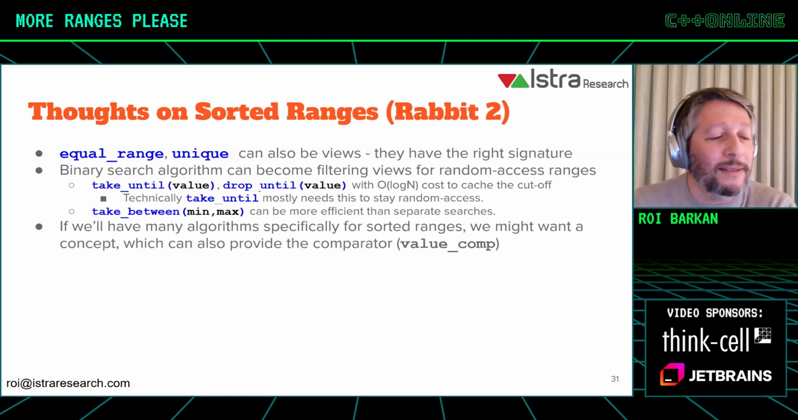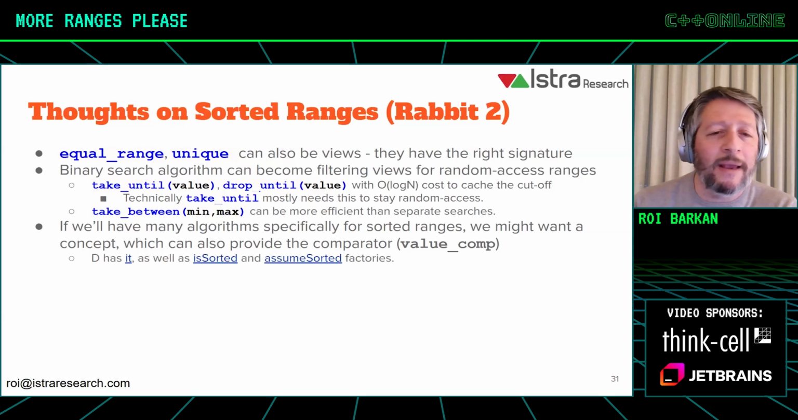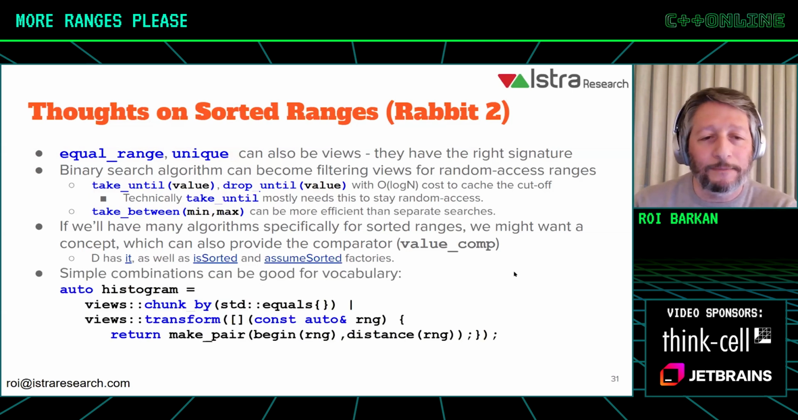And a sorted range is something that's like a range, maybe a forward range, maybe even random access, and we can know what its comparator is, etc. If our language has this concept, we can write our adapters in a way where the compiler helps us make sure that we will not pass something that is not sorted into those algorithms by mistake. And the D language has this type of concept and has mechanisms called is sorted and assume sorted that basically take ranges that are not known to be sorted and convert them into ranges that are sorted, either by checking at runtime or just by assuming that that's the case.